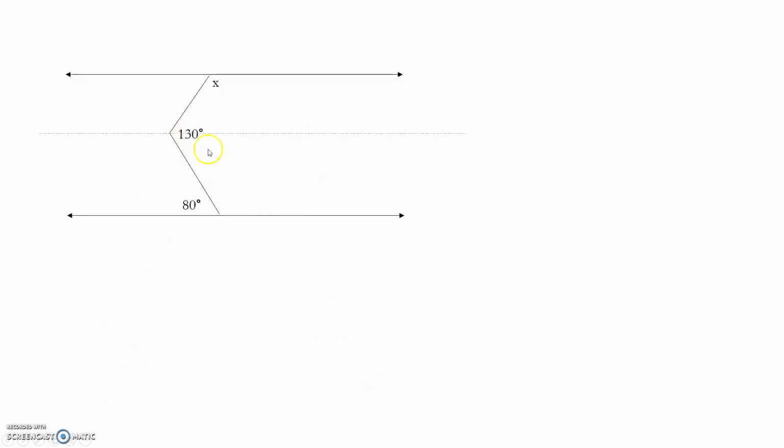Let's take a look here at a different example. Now X is up at the top. I've already drawn in my horizontal that is now parallel to my given lines. When X is at the top, I have to start at the very bottom of the diagram, work my way up. When X is at the bottom, I have to start at the very top and work my way down.